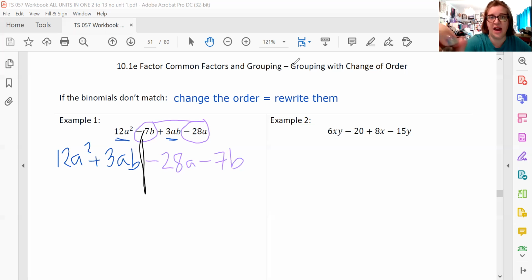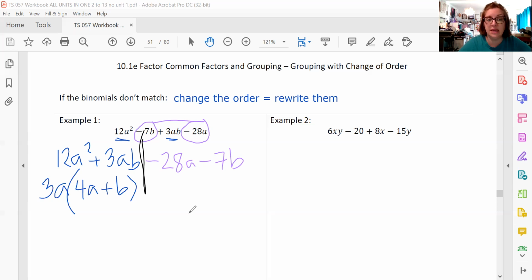Okay, let's do some factoring. 12 and 3, I can take 3 out of both of those. And then a squared and ab, I can take a out of both. So what I'm left with: 12 divided by 3 is 4. A squared divided by a is a. 3 divided by 3 is 1. And ab divided by a just leaves me with b. So there I factored my first group of terms, my first little polynomial group.